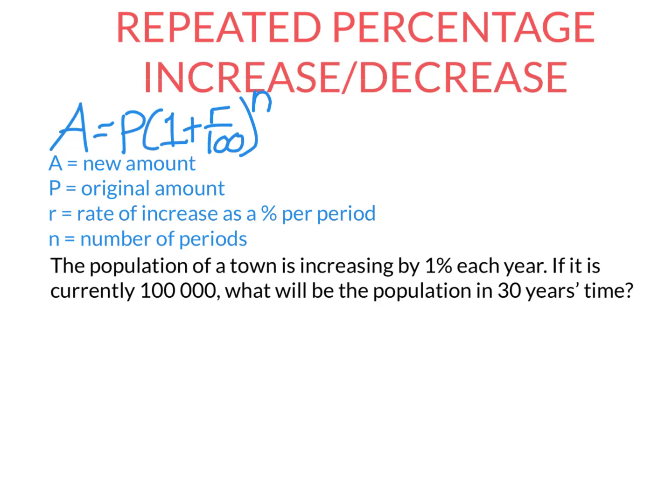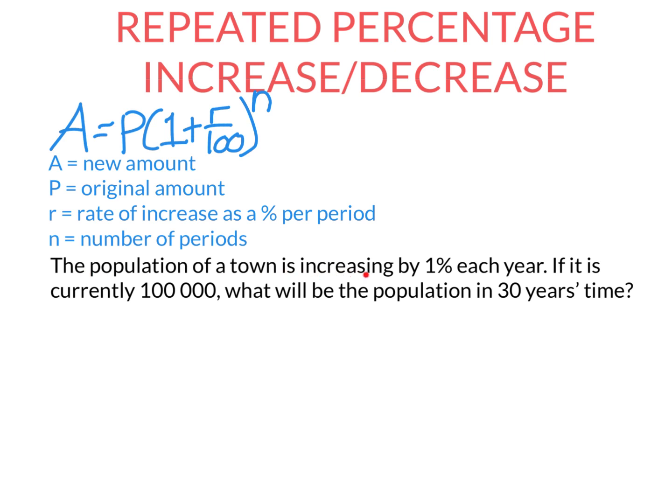Thank you so much for tuning into this video in which we will look at repeated percentage increase and decrease. So we use this formula here. A is the amount, P is what you started with, R is the percentage, and N the number of periods. I know it probably doesn't make a lot of sense now, so let's look at an example.